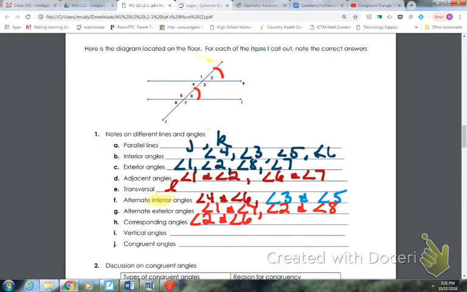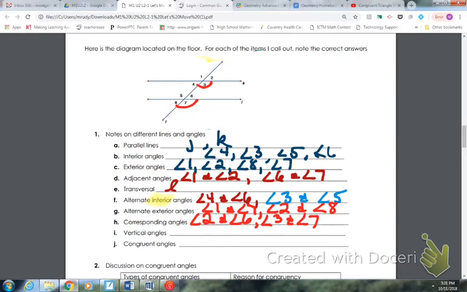Okay, we can state that there are other pairs of corresponding angles in the picture as well. So we also have angle 7 and angle 3. 7 and 3 are both in that bottom right position. They're going to be congruent. So we can add angle 3 and angle 7.